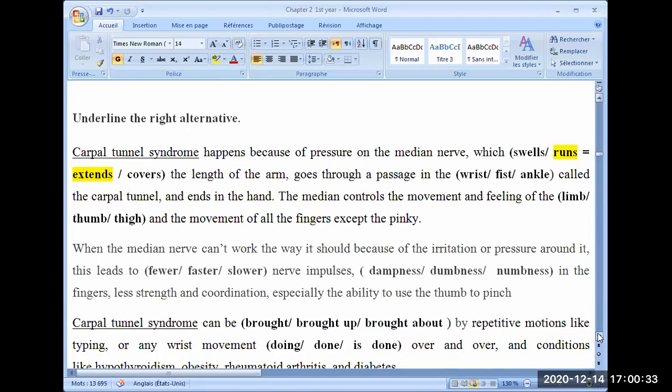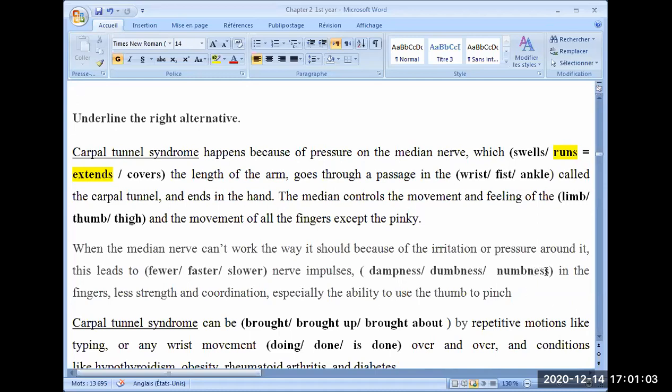When the median nerve can't work the way it should because of irritation or pressure around it, this leads to slower nerve impulses. Of course, slower. We say slow nerve impulse and fast nerve impulse. Because of this pressure and irritation, this can result in slower nerve impulses and numbness in the fingers.